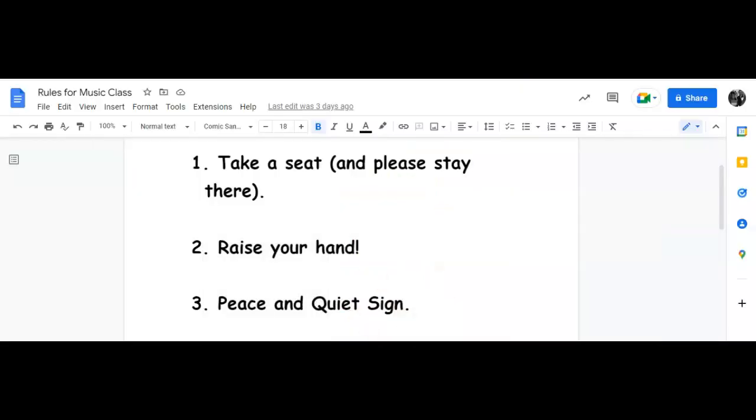Now for my friends from CES, your peace sign is just a little bit different. That means if you're a young 5s, kindergarten, first grade, or second grade, your peace sign actually looks like the peace sign with 2 fingers up. When you see this sign given, you do the same thing. You are going to stop making sound, stop talking, and put your listening ears on.